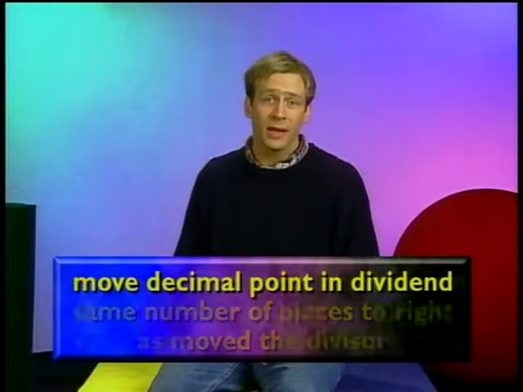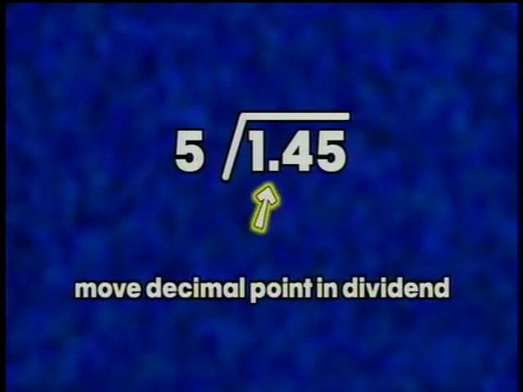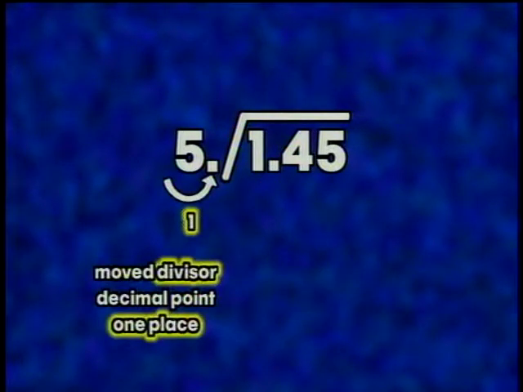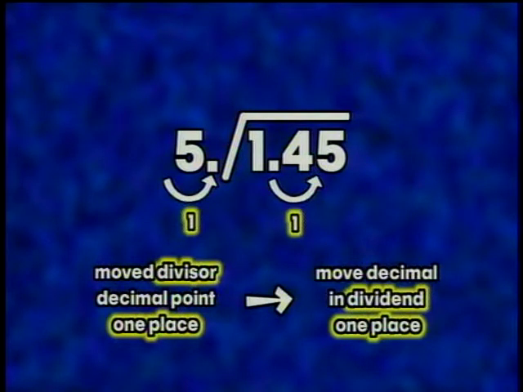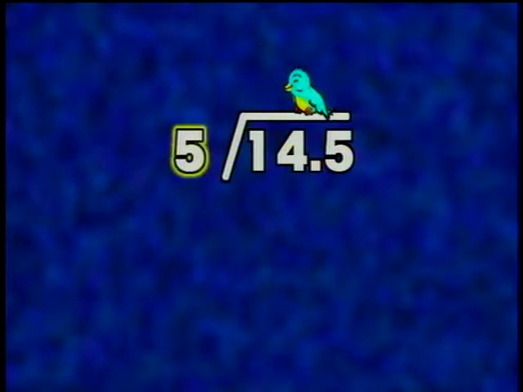The second step is to move the decimal point in the dividend the same number of places to the right as we move the divisor. So we move the decimal point in the dividend, or 1 and 45/100ths, the same number of places to the right as we move the divisor. We moved the decimal point in the divisor 1 place, so now we move the decimal in the dividend 1 place. Our division problem is now 14.5 divided by 5.